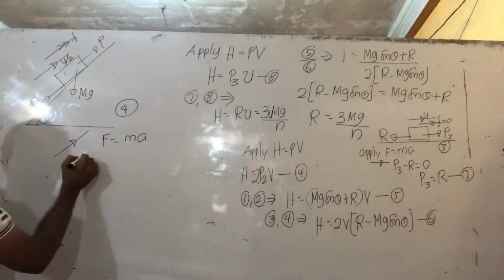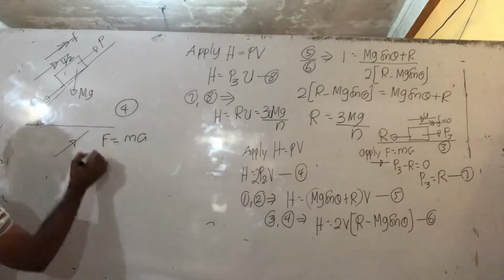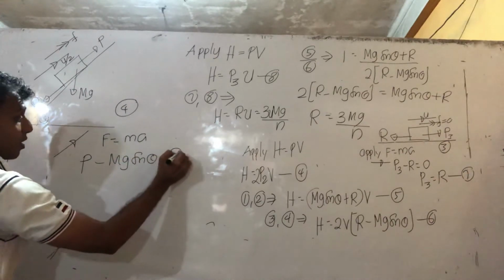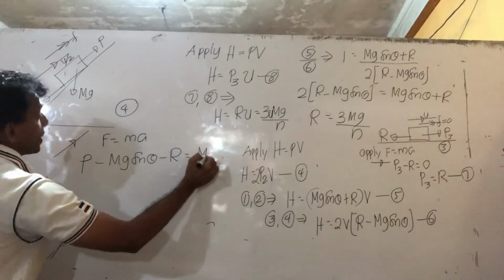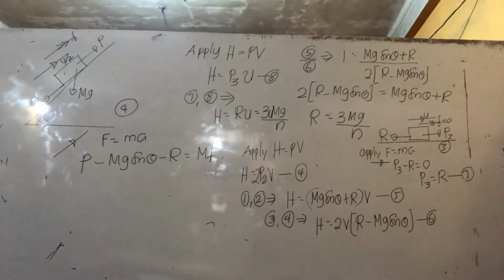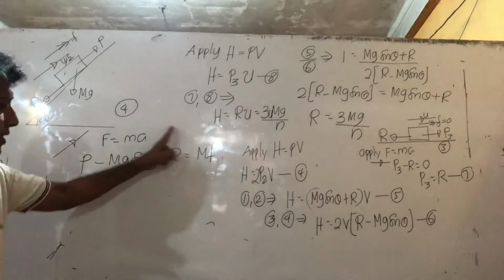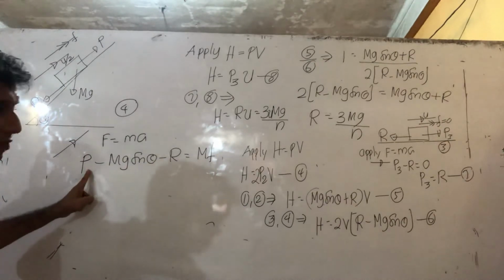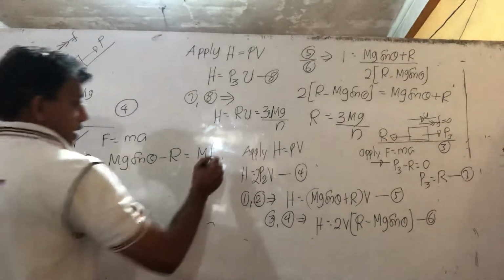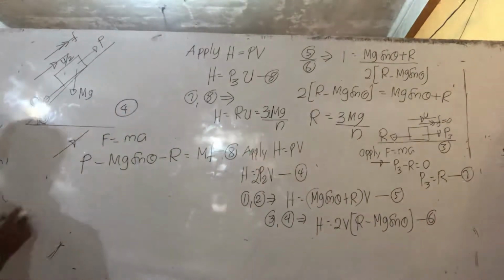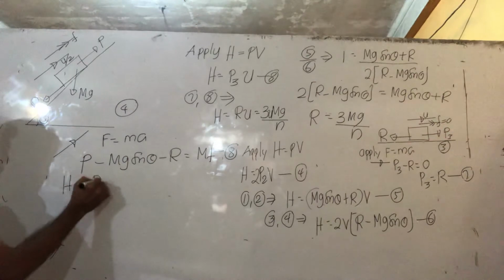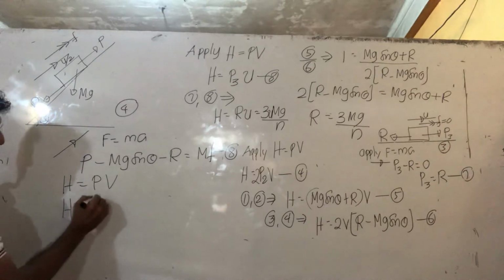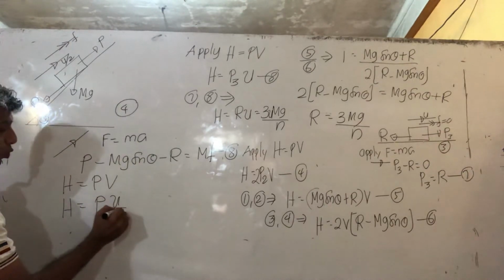So the force P minus mg sine theta minus R equals capital M into acceleration f. You know the R answer, you know the sine theta answer, but you don't know what P is. Therefore we should write the other equation also. Can I write next number 8? Next apply H equals PV formula. Power is H, tractive force is P, velocity U by 2.